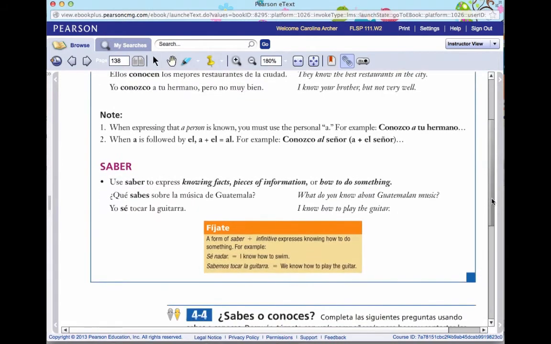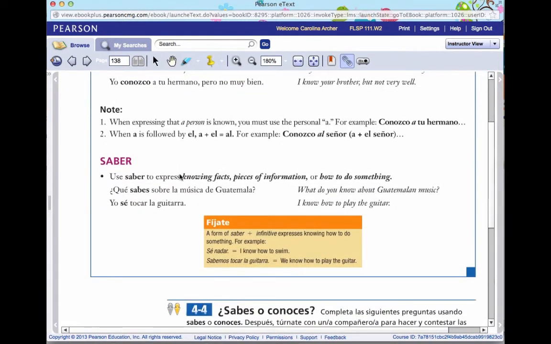But let's see, here's a note. It says when you express that a person is known, we use what we call the personal a. Okay, because we're talking about people. That's why it's called personal a. For example, here, yo conozco a tu hermano.